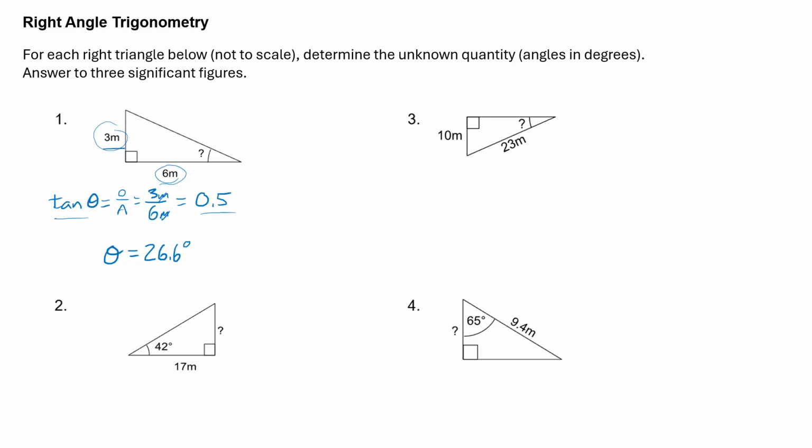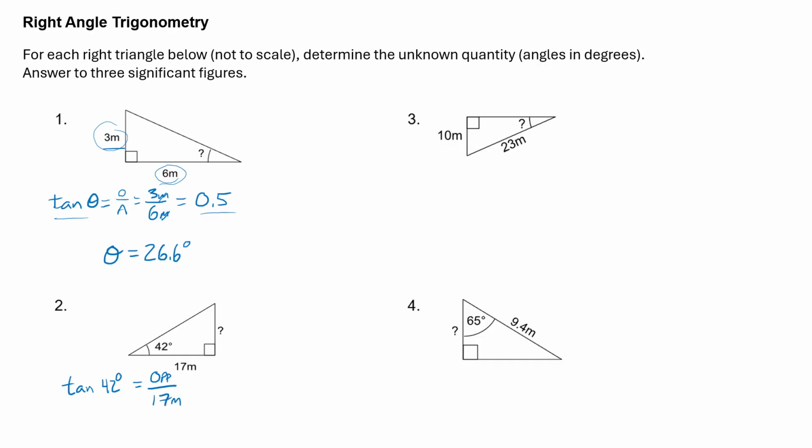For number 2, I have an angle, 42 degrees, and I don't know the opposite, but I know that the adjacent is 17 meters. So again, it's the opposite and the adjacent, so again, it's a tangent. I know that the tangent of 42 degrees is going to be my opposite over my adjacent. It's going to be my opposite, which I'll just write as OPP, over 17 meters.